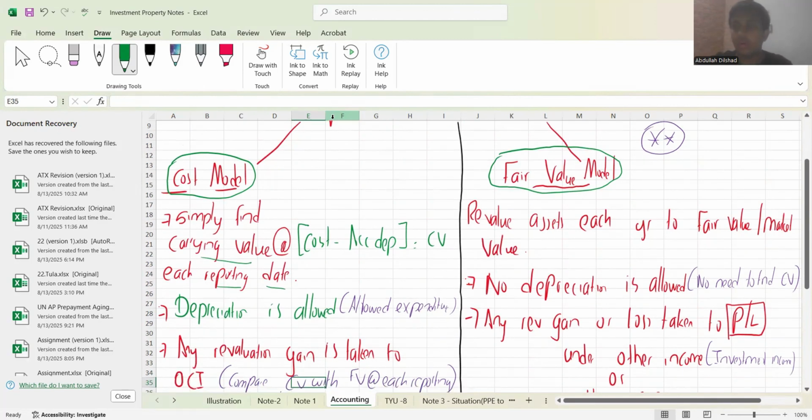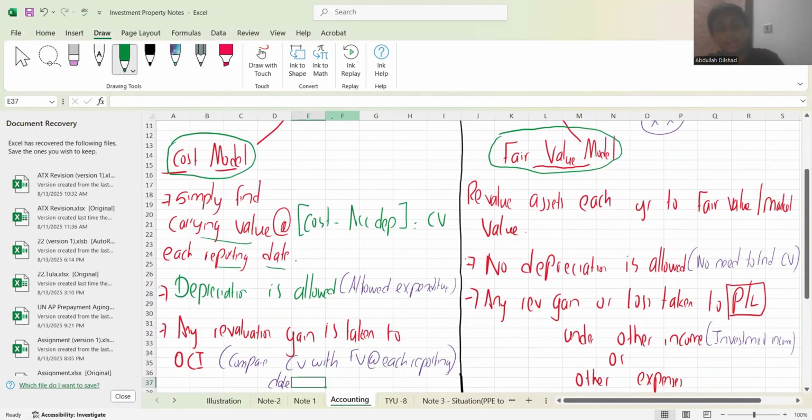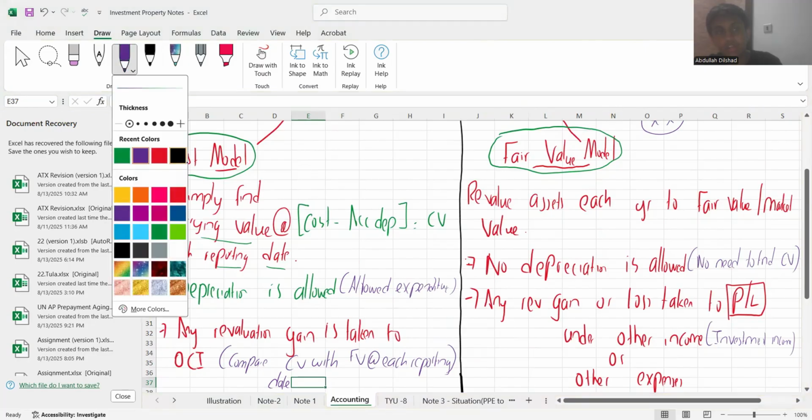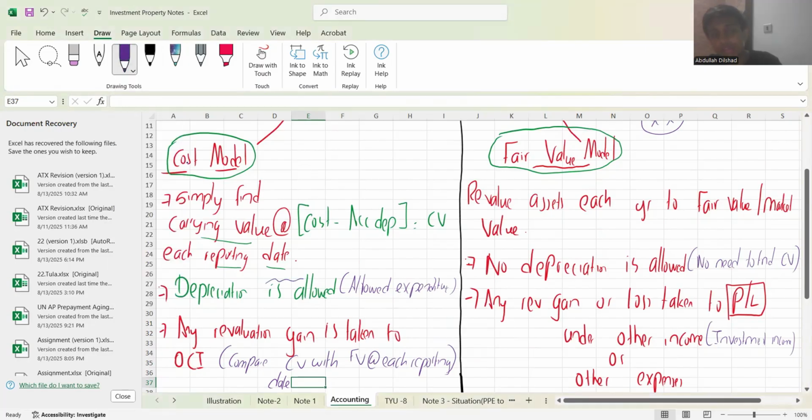Obviously you all know how carrying value works out. It's cost minus accumulated depreciation. In this cost model, you need to understand that depreciation is an allowable expenditure. You can charge depreciation if it is a cost model. The logic behind that is quite simple. You need to find out accumulated depreciation to arrive at carrying value, so obviously you will need the depreciation cost.